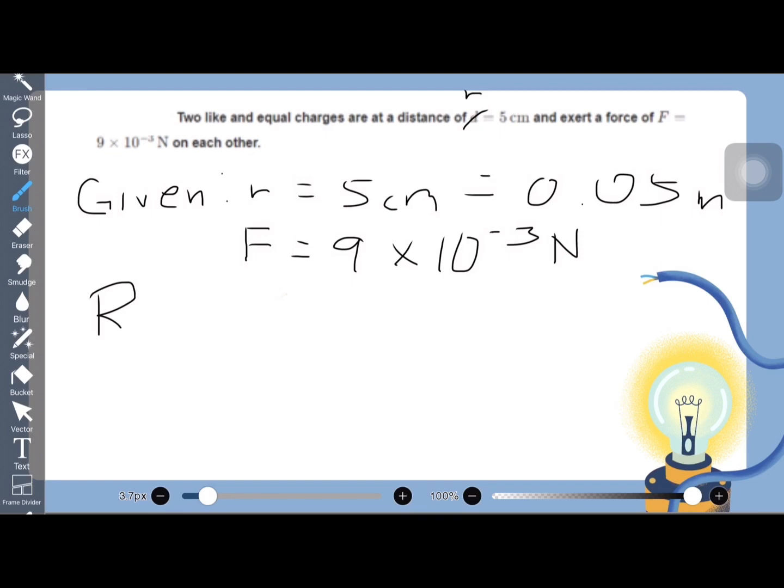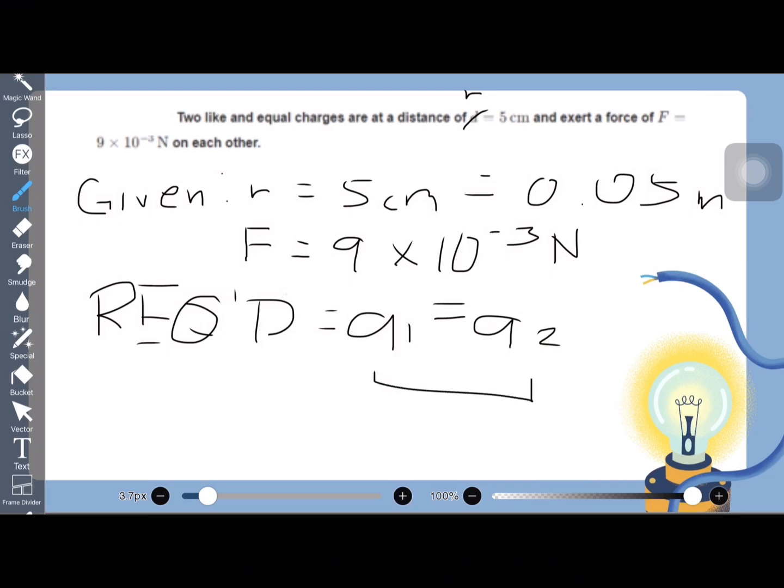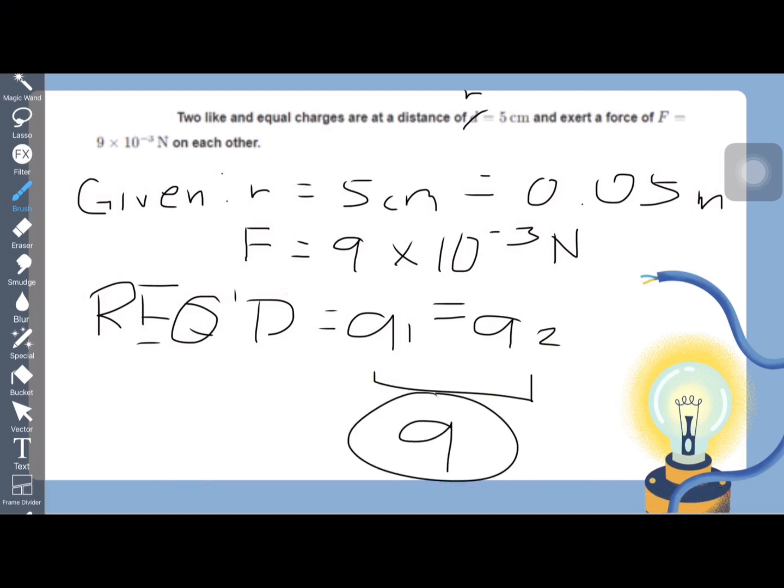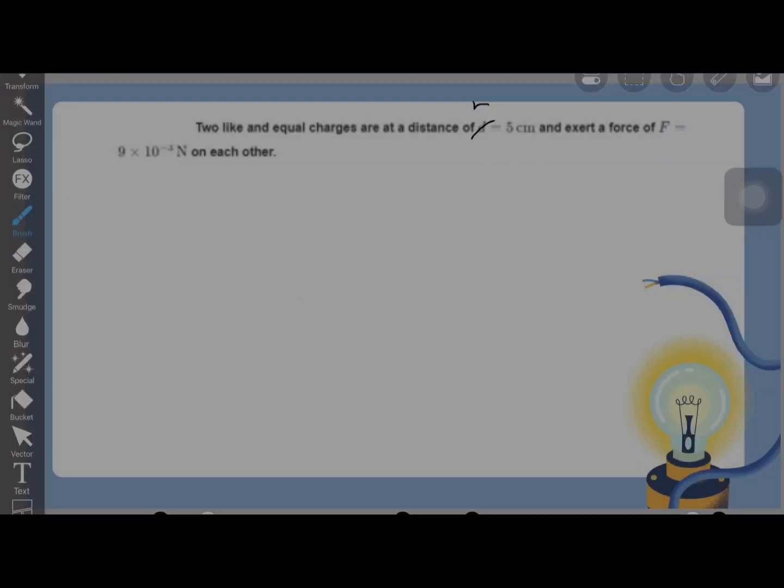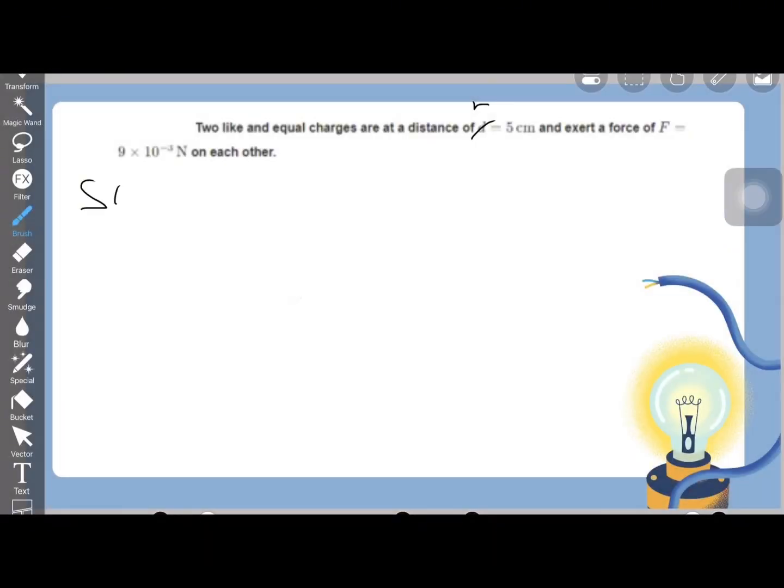What we are trying to find would be Q1, which is equal to Q2. So in the end, we are trying to find Q in general. Since two like and equal charges are at a distance, it means that Q1 will always be equal to Q2 in this problem, so we are trying to find Q in general, or the magnitude of Q.